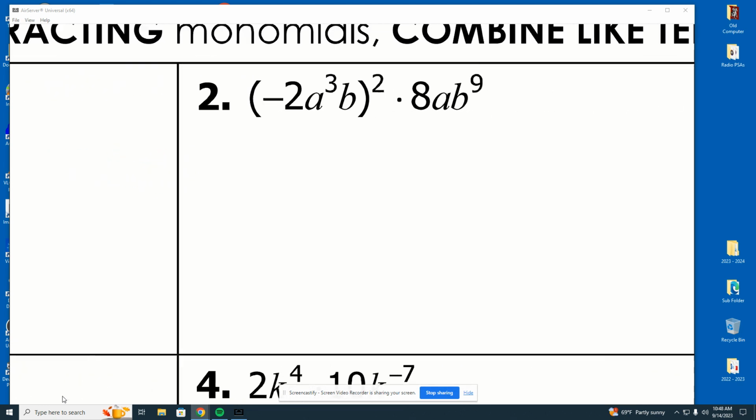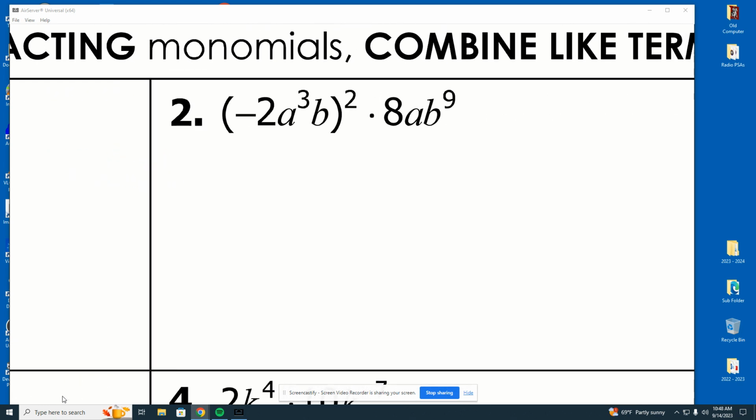Let's move to this one. They kind of get more difficult as they go, kind of. Let's look at this one. First, y'all know that before you multiply, you have to raise this to the power of 2, right? Exponents come before multiplication. PEMDAS, right? PEMDAS.